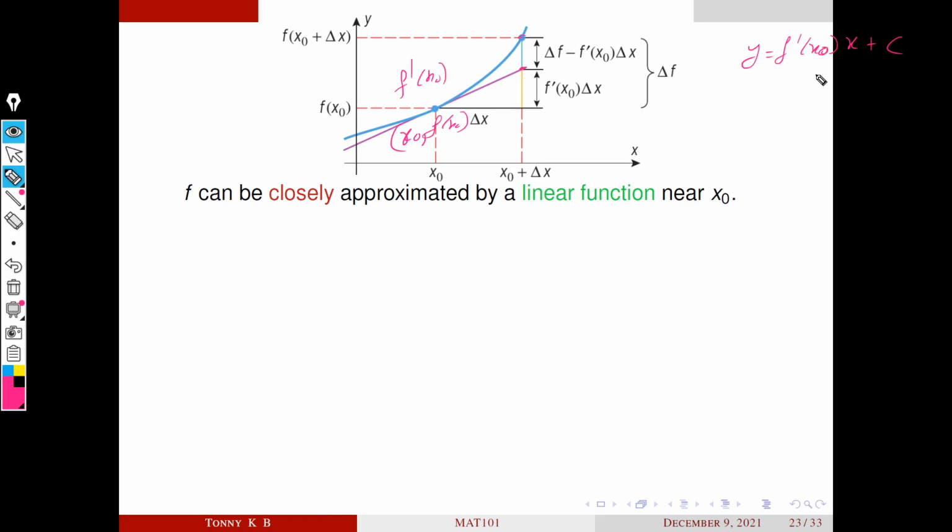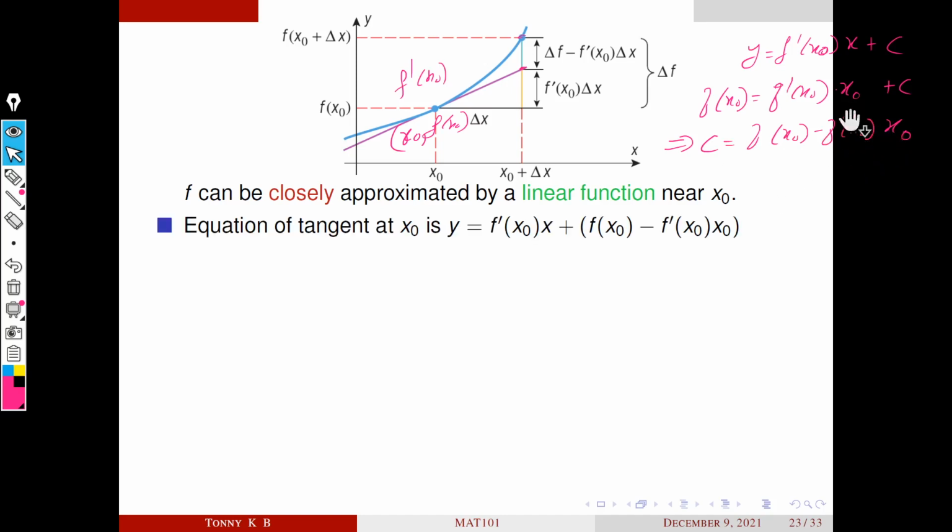Also we know that this tangent passes through x0, f of x0, so we can substitute this point. The left hand side becomes f of x0, that is our y value, and the right hand side is f dash of x0 into x0 plus c. So c is f of x0 minus f dash of x0 into x0. Substituting this c in the formula gives the equation of the tangent at this point with slope f dash of x0, that is y is equal to f dash of x0 into x plus f of x0 minus f dash of x0 into x0.